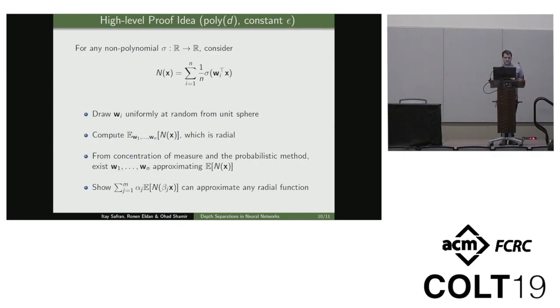And the last step is to show that linear combinations of this radial function that we approximate can approximate any continuous radial function. The main challenge in this proof is to keep track of the dependence of the width on the input dimension and show that it always remains polynomial.